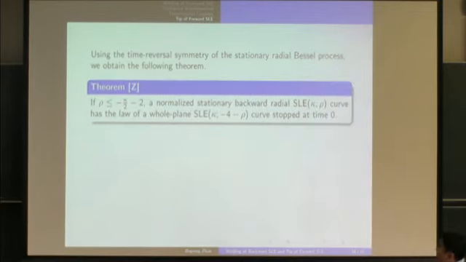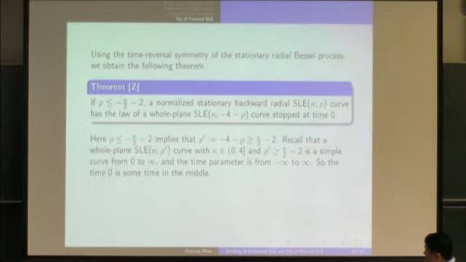That is, if beta is less than or equal to negative kappa over 2 minus 2, then a normalized stationary backward radial SLE kappa beta curve has the law of a whole plane SLE kappa minus 4 minus beta curve stopped at time 0. Here, beta less than or equal to negative kappa over 2 minus 2 implies that minus 4 minus beta is greater than or equal to kappa over 2 minus 2.